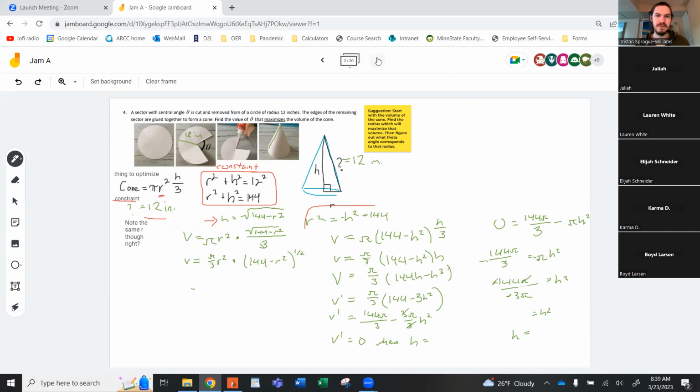Okay, I'm going to move on from this one. Sorry, go ahead. I found my h to be the square root of 48. I don't know what happened in the calculation there, but h was the square root of 48. Okay, I'll write that here, square root of 48 maybe.